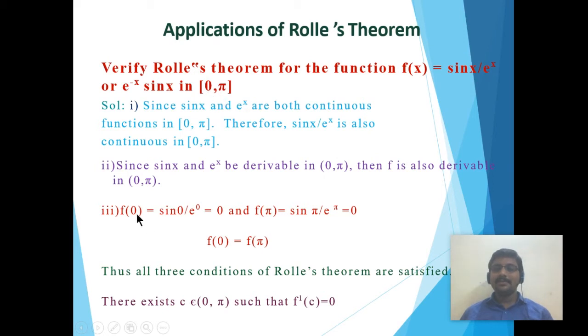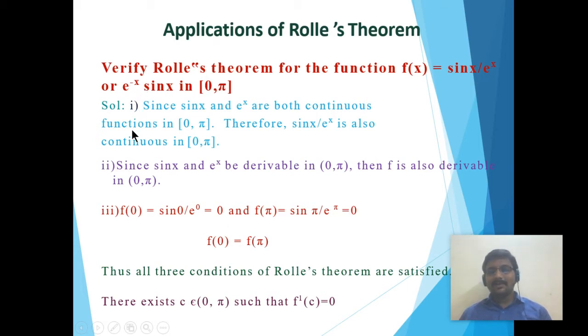that is f of 0, which is obtained just by replacing x equal to 0 in f of x, that is sin 0 upon e power 0. Sin 0 is 0, e power 0 is 1, 0 by 1 is 0. f of pi is sin pi by e power pi. But what is sin pi? 0. 0 upon e power pi, 0 by any number or any variable function is clearly 0. So thus we will have f of 0 is equal to f of pi. That means both the functional values are equal.